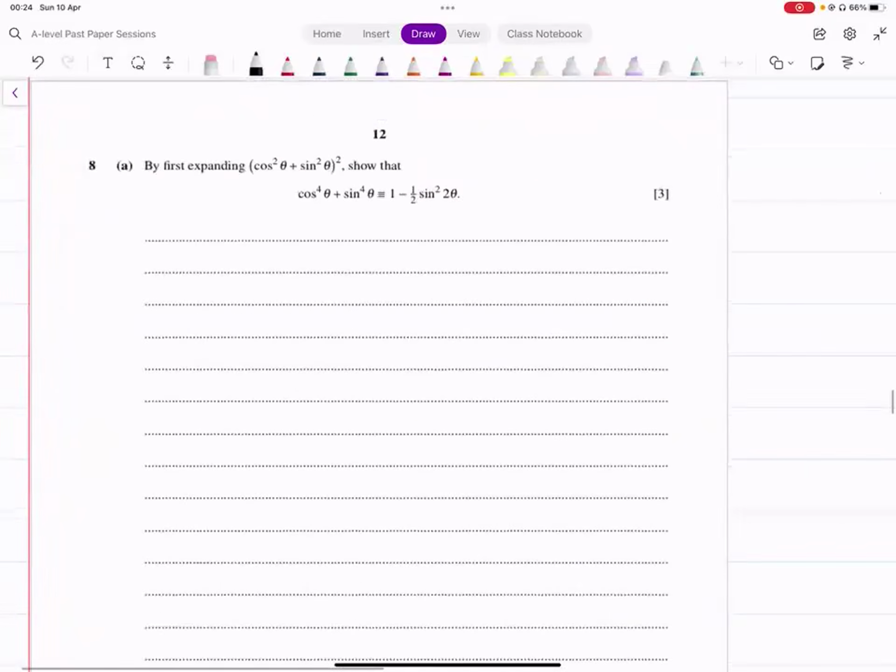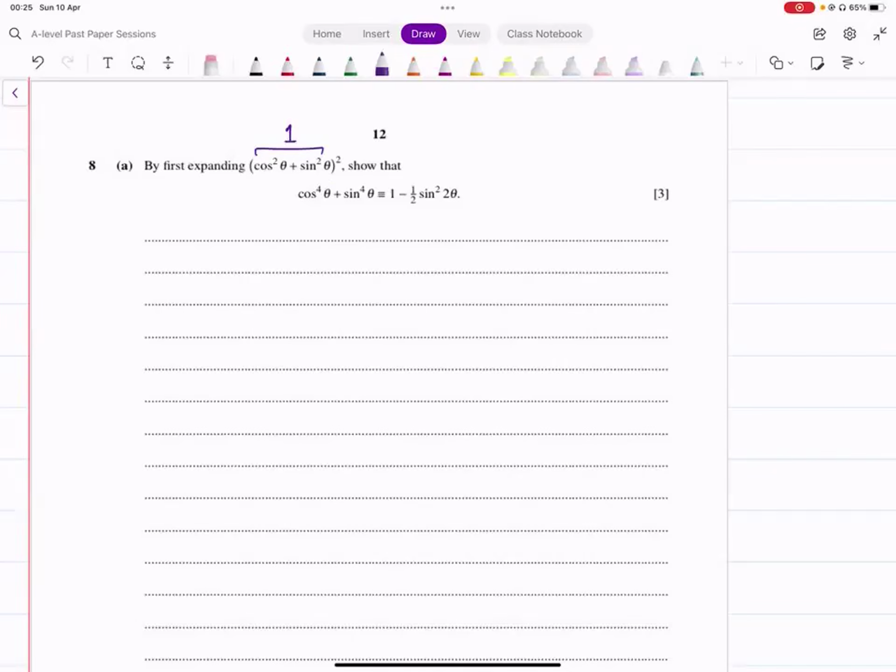Okay, question number 8. By first expanding (cos square theta plus sin square theta) whole raised to power 2, show that this is true. Okay, now let's just follow instructions. What has it said? You first have to expand (cos square theta plus sin square theta) whole square. You know that this is 1, right? But converting it to 1 is no use, it would just become 1 square, right? You have to expand it properly.